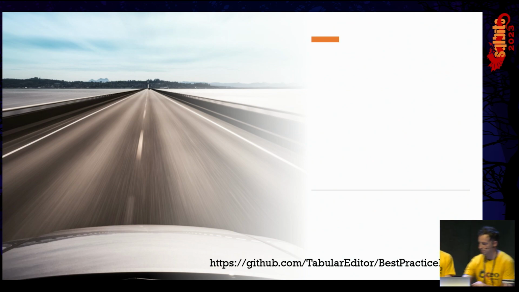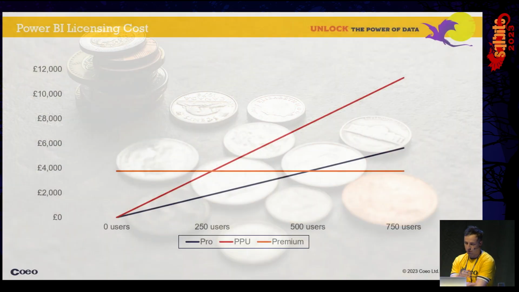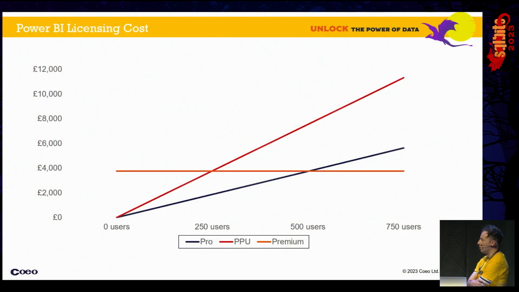Back to me, yes. So the final topic that we consider when looking at health check is cost, everyone's favourite topic. Obviously it's important that the cost of our Power BI estate does not exceed the value that we're getting out of it, and hopefully it's being managed responsibly as well. So we've got a little graph here, which we're going to talk about first.